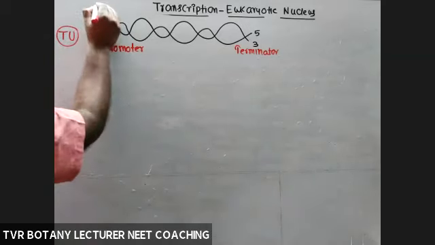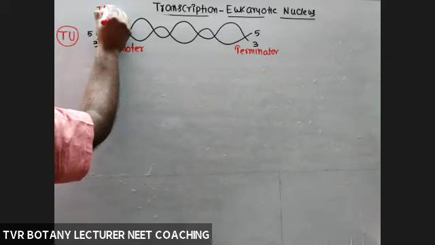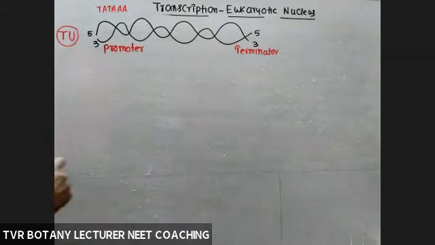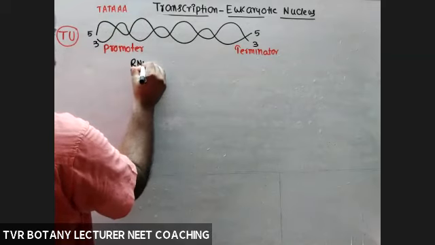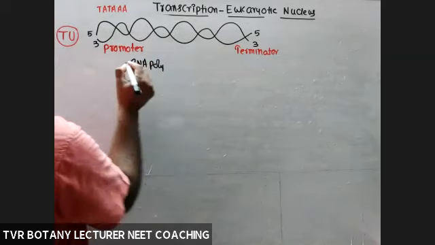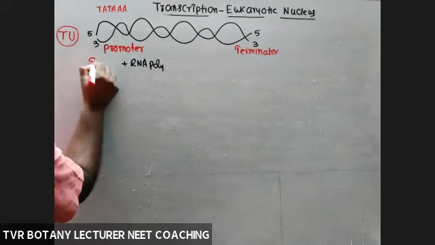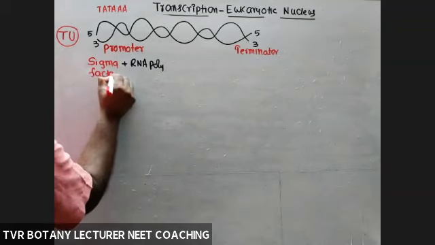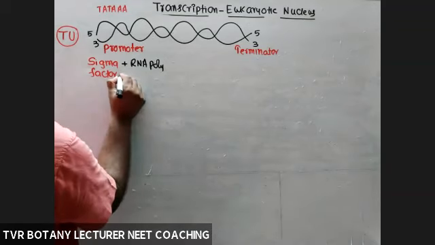So here the promoter is a TATA box. TA, TA, A. TATA box. So now this is an RNA polymerase. Now in association with the sigma factor. Sigma factor is an additional protein.